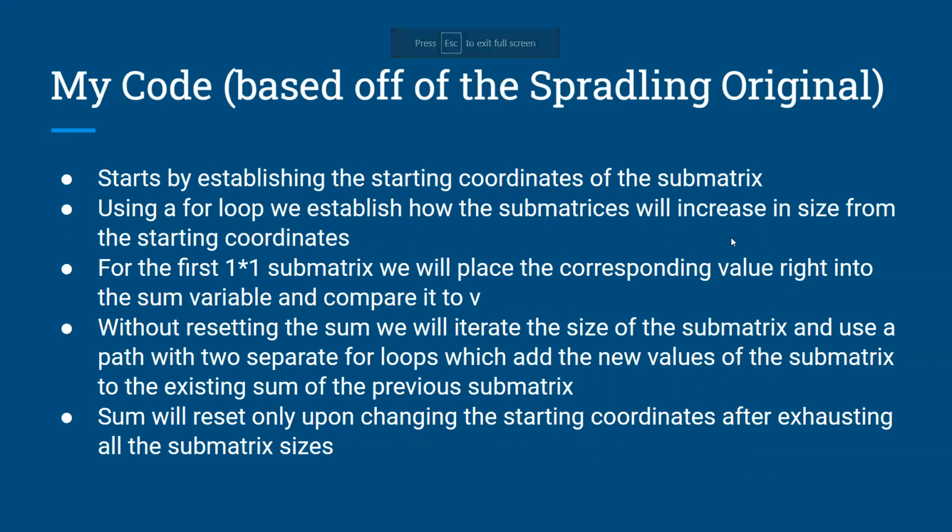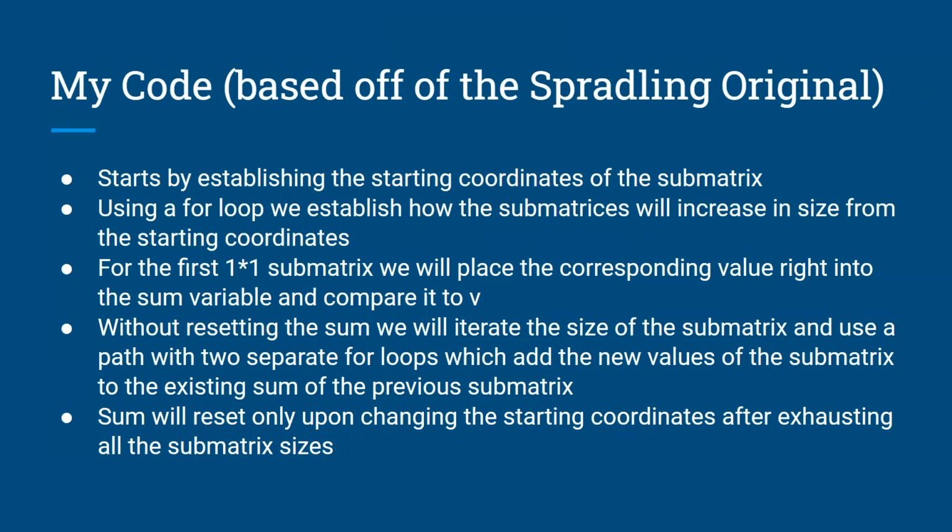Now I'd like to explain my code a little bit, and then we'll take a look. My code starts by establishing the starting coordinates of the submatrix. Whereas in the last code we started by setting the submatrix size, we're going to start with coordinates here. So we'll do x and y coordinates followed by setting the size for the submatrix. So once we have our coordinates, we're going to use a for loop.